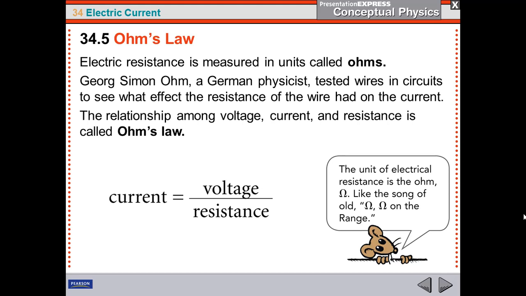George Simon Ohm, a German physicist, tested wires in circuits to see what effect the resistance of the wire had on the current. The relationship among voltage, current and resistance is called Ohm's law. So you can see here the mathematical expression of Ohm's law: current equals voltage divided by resistance.